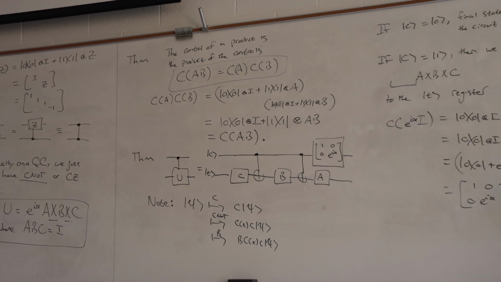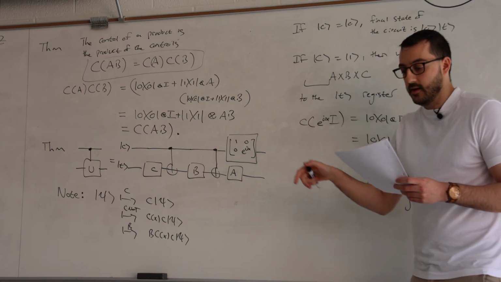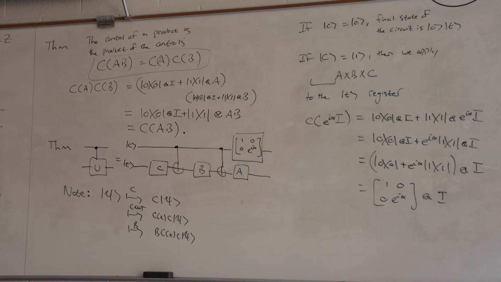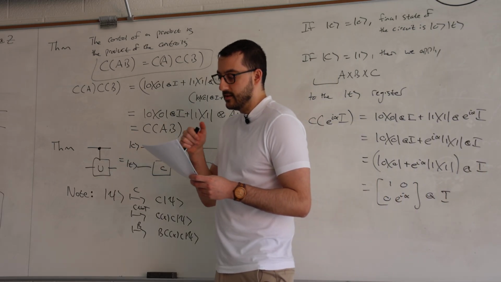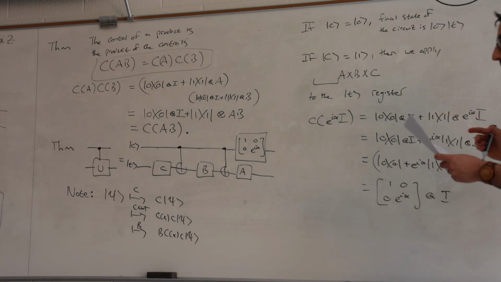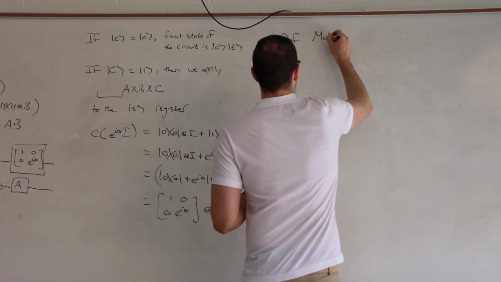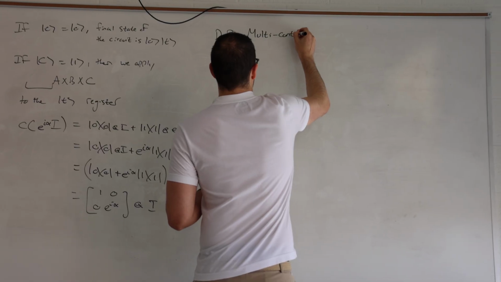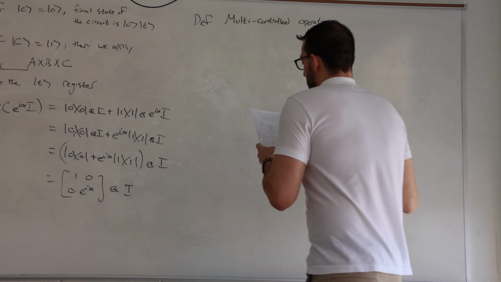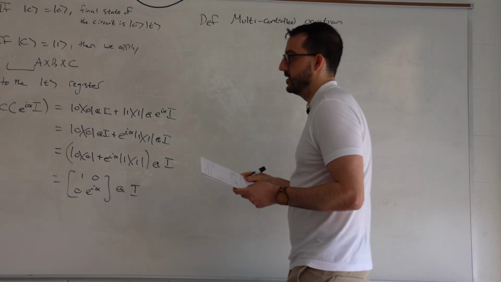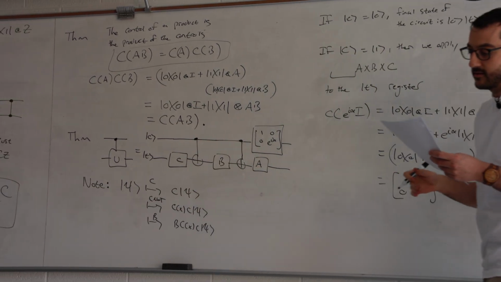All right, so we know how to deal with a controlled single qubit operation for any single qubit operation U and a single control. So now we're going to want to generalize this to a multi-controlled operation. So our definition of a multi-controlled operation: let's have the number of control qubits be generalized and the number of target qubits also be generalized.